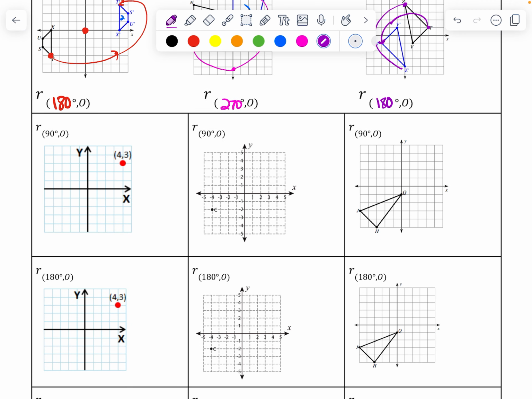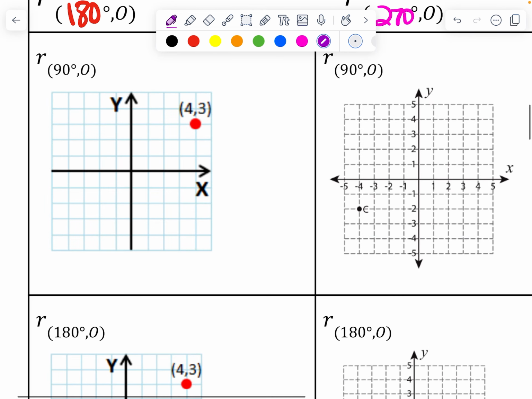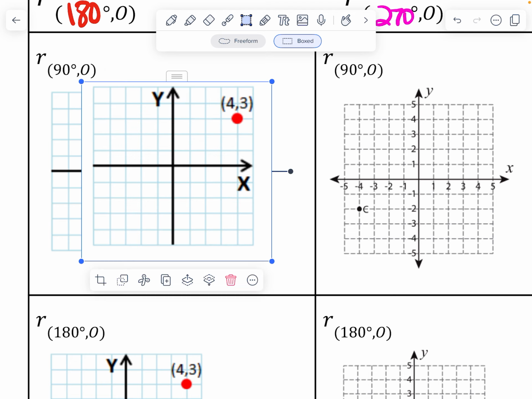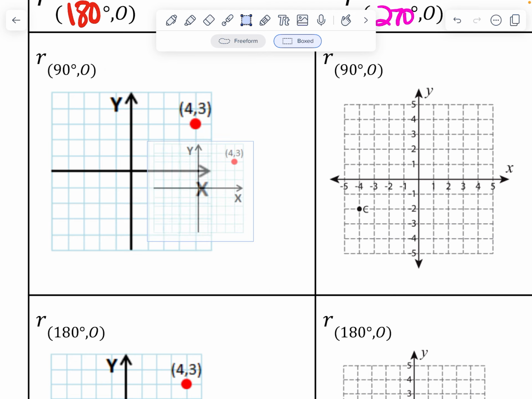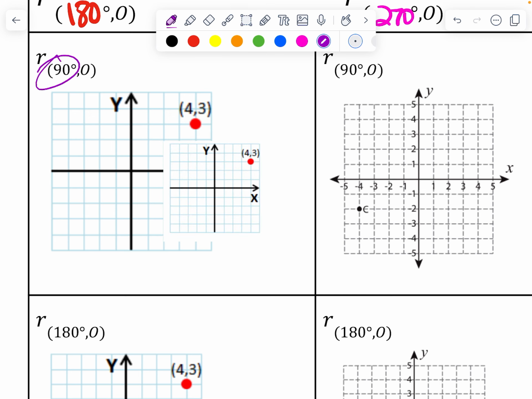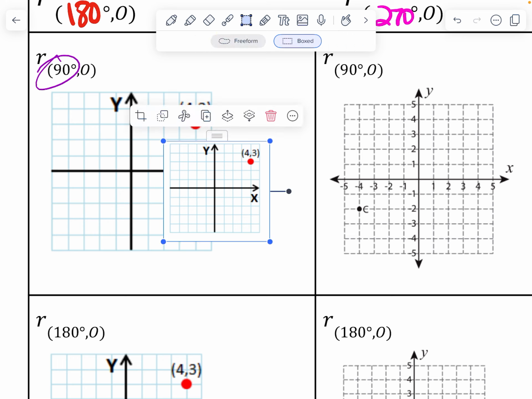So let's try a couple of these. I got a trick for us. We're going to physically rotate our papers. I've got a little teacher trick. We're going to copy this, paste it, make it a little smaller so we can see it. Okay, I want to know where it's going to be after rotating it 90 degrees, right? I'm rotating it 90. So that is 1 rotation.